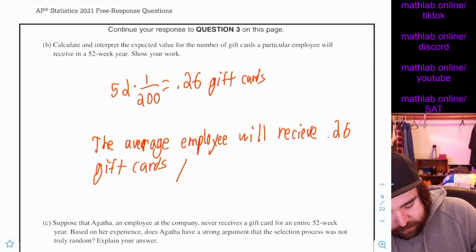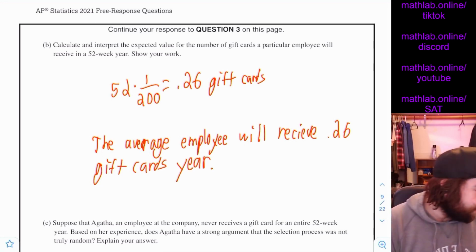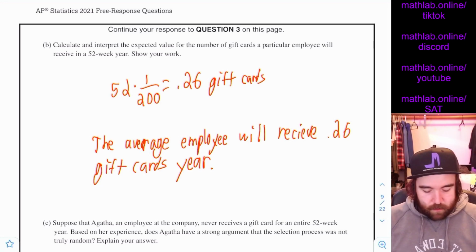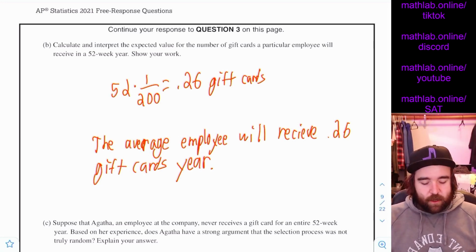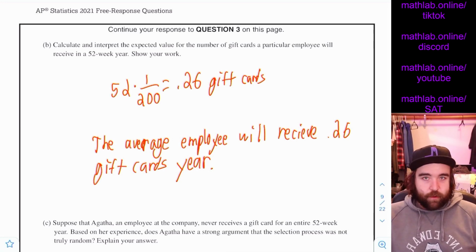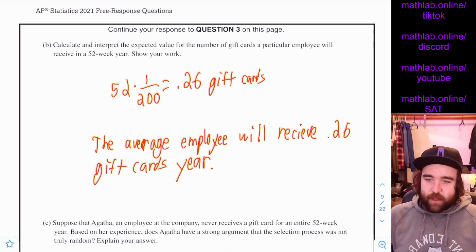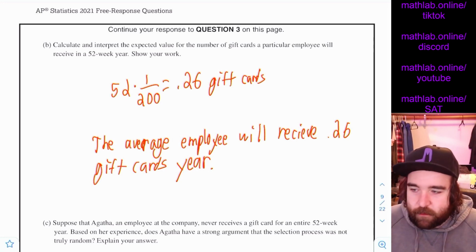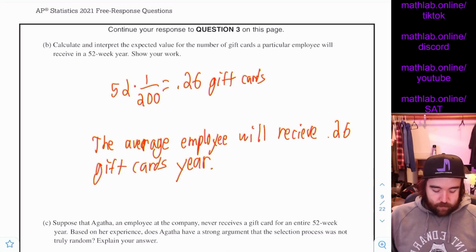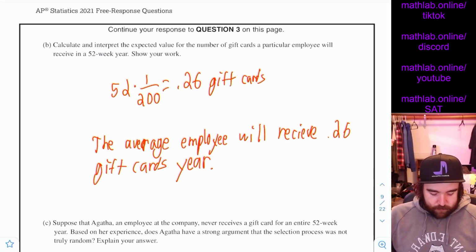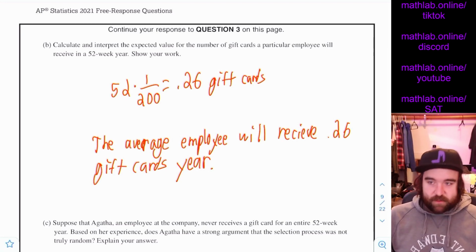And that's really just all they want, I think. I don't think they want me to say something about, like, which also means roughly a quarter of the employees will earn a gift card. Well, that's not true though, because some will earn it multiple times. The average employee will receive 0.26 gift cards per year. Yeah, that's all you would want to say for that.